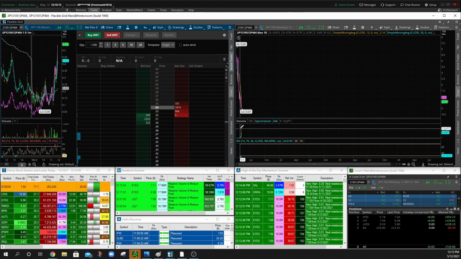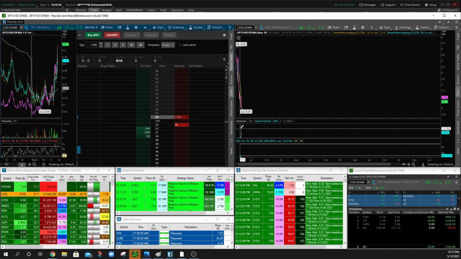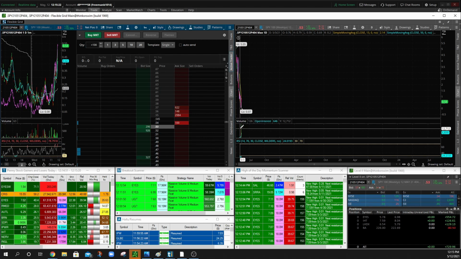So always put a hard stop in the system and never, ever, ever take it off or take it lower. The only time you move a stop loss, whether you're trading futures, options, equities, penny stocks, the only time you move a stop loss is if it's getting closer to your cost basis to reduce your risk. It never goes further away.